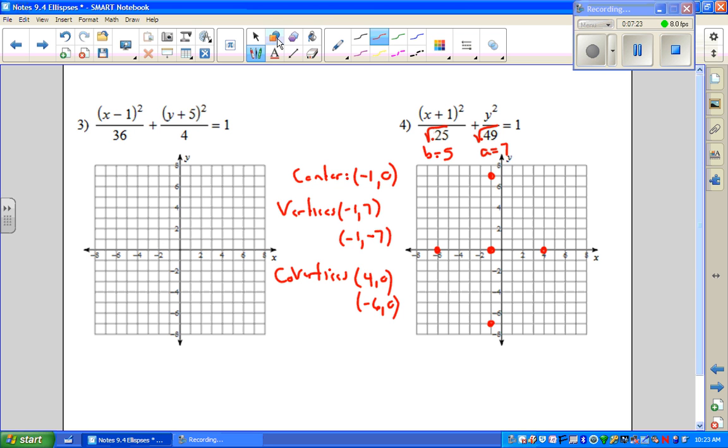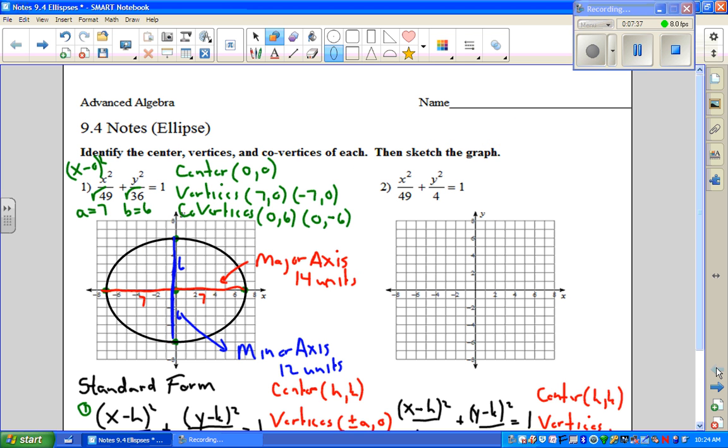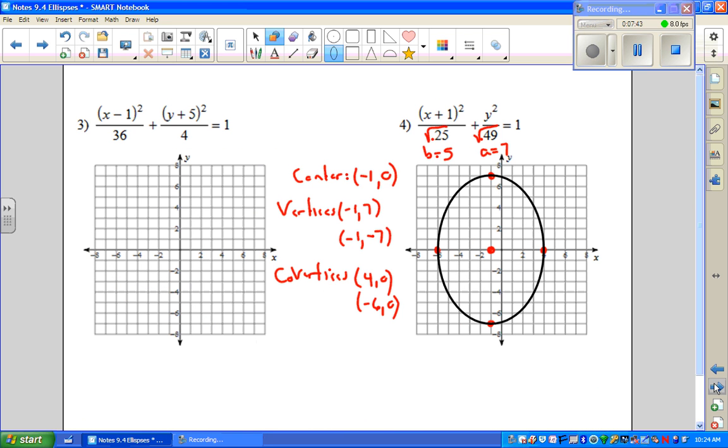Let's construct my ellipse using those 4 points. I'm going to come down to this corner right here, and I'm going to draw in my ellipse. Now you'll notice, this one, instead of like our first example, in our first example, this one was stretched horizontally, because your a value is with your x's there. This one is stretched vertically. So I want you to recognize now that your major axis this time is going to run up and down.